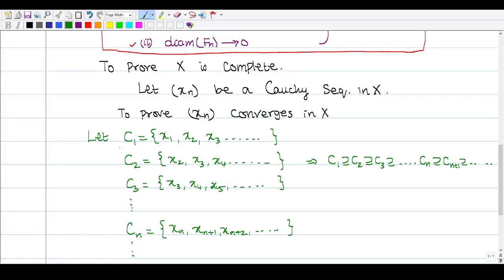ஆனா இந்த செட்ஸ் எல்லாம் க்ளோஸ்டா இருக்கணும்னு அவசியம் இல்ல. C1 க்ளோஸ்டா இருக்கணும்னு அவசியம் இல்ல. C2, C3 எல்லாம் க்ளோஸ்டா இருக்கணும்னு அவசியம் இல்ல. அப்போ நான் க்ளோஸ்ட் வேணும்னா என்ன பண்ணணும்னா க்ளோஷர் எடுத்துறோம். அவ்வளவுதான். நான் சொல்லி கொடுத்திருக்கேன். செட் எப்படி இருந்தாலும் பரவாயில்ல, க்ளோஷர் எடுத்துட்டோம்னா அது ஆட்டோமேட்டிக்கலி will become a closed set.